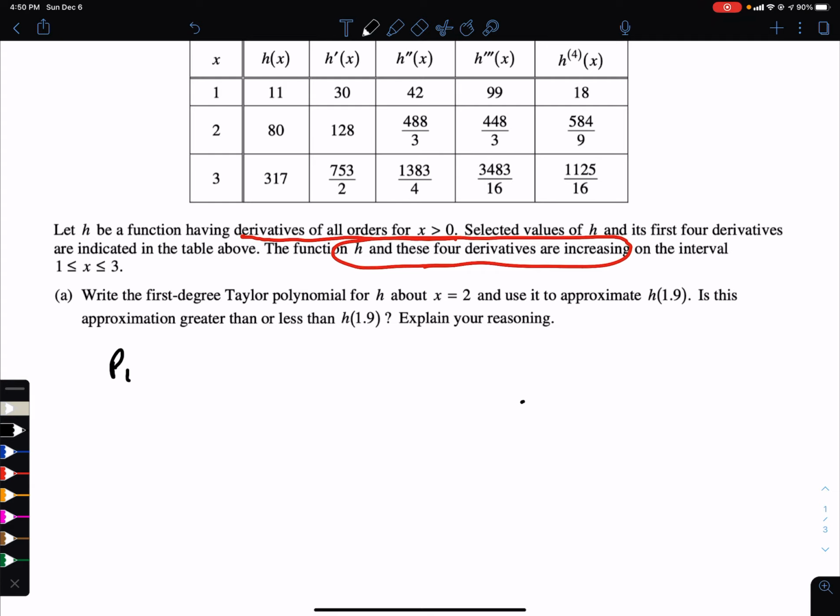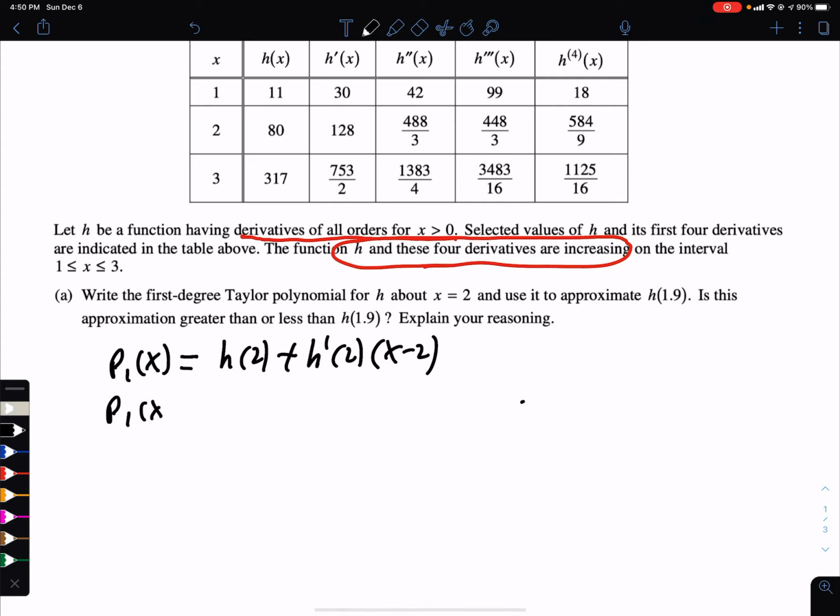So we're going to build a Taylor polynomial with degree 1. Starting from scratch, and it's about 2, it's going to be the function at 2 plus the derivative at 2 times x minus 2. You don't have to write that line down. I do that to show you where it comes from. h of 2 would be 80, and h prime of 2 is 128. So there is our first degree Taylor polynomial.